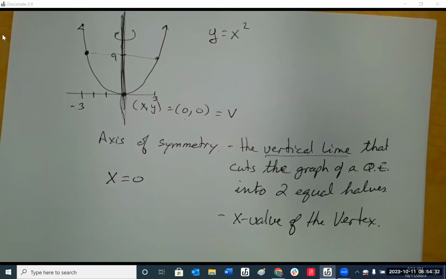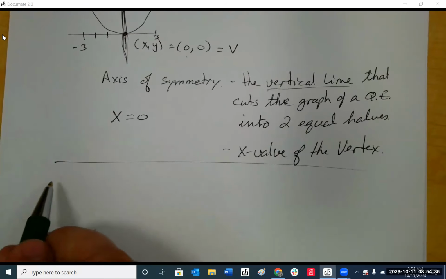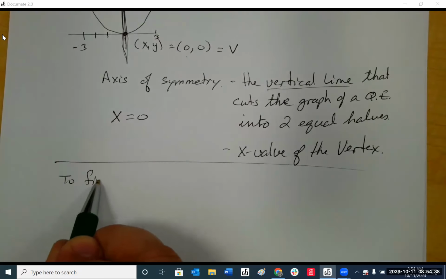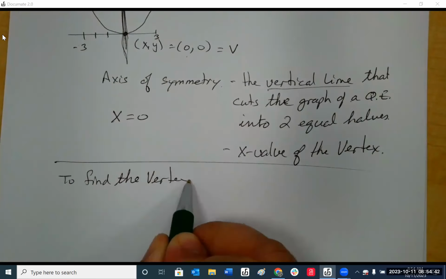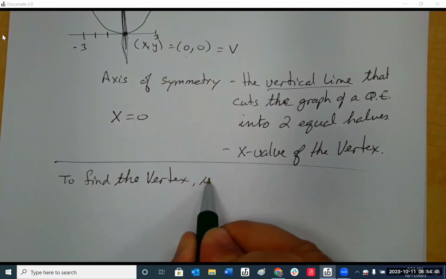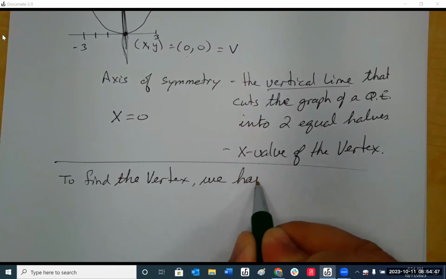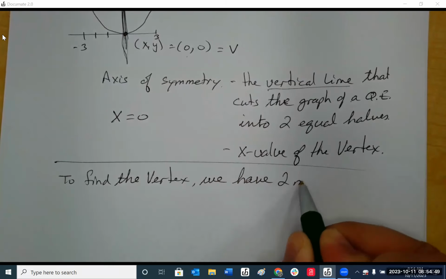Now, how do we find the vertex? To find the vertex, we have two methods.